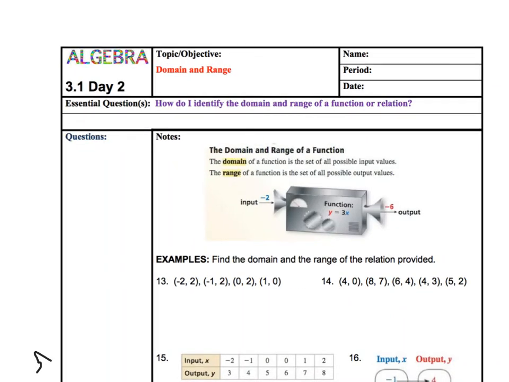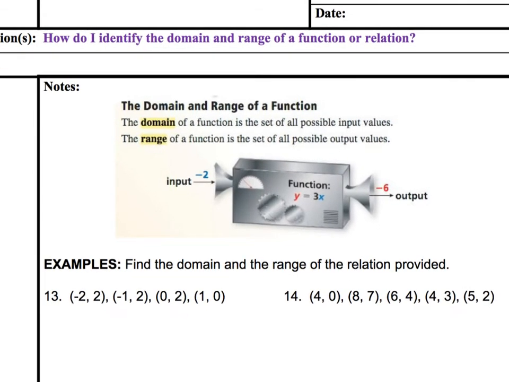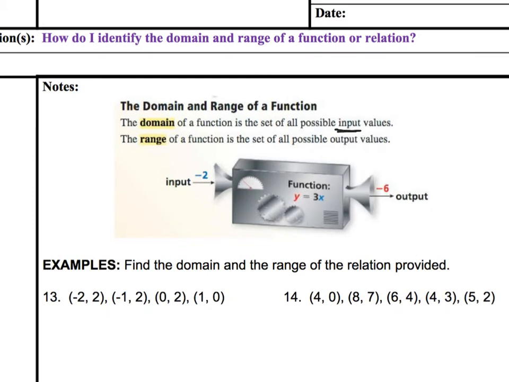Domain is all the possible input values. Input values are your x values. Range of a function is all of the output values, so your y values. So domain and range. The way you could remember it is, think of the alphabet. D comes before R, I comes before O, X comes before Y. So domain goes with the I and the X, range goes with O and Y.